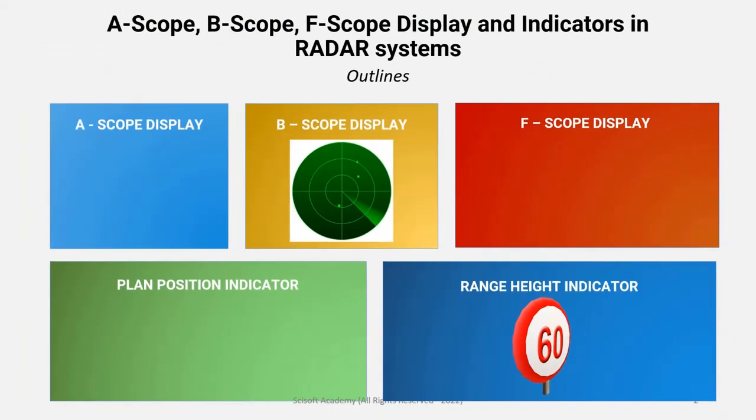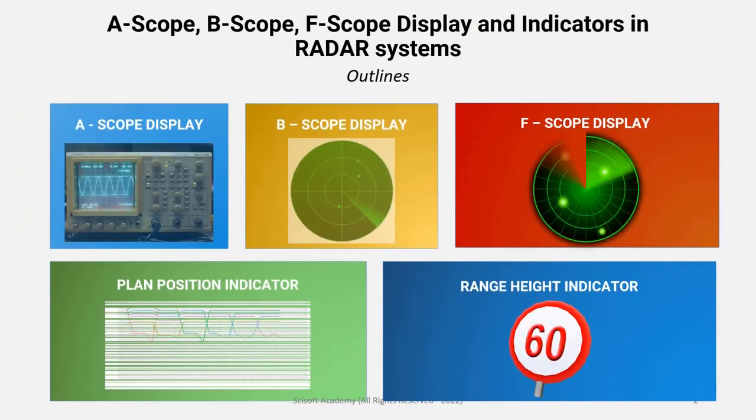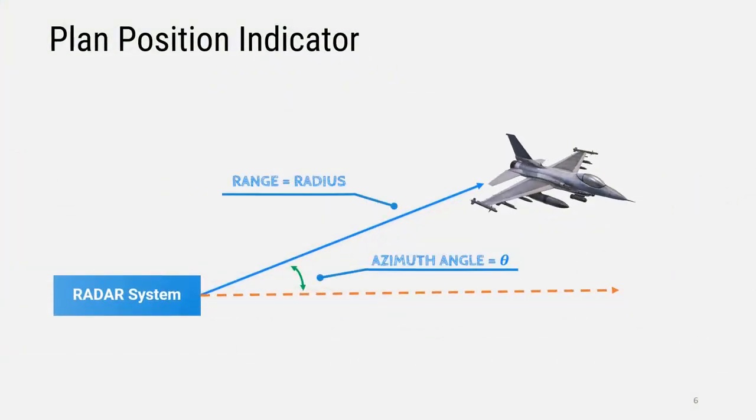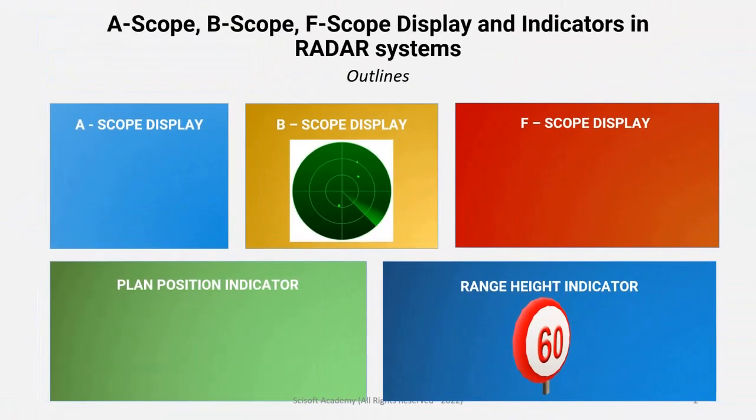Now when we move ahead with the plan position indicator, it also displays the range versus azimuth angle display. Sometimes this plan position indicator is used in combination with the radar tracking system and the F-scope display also. Now we'll move ahead with the range height indicator.